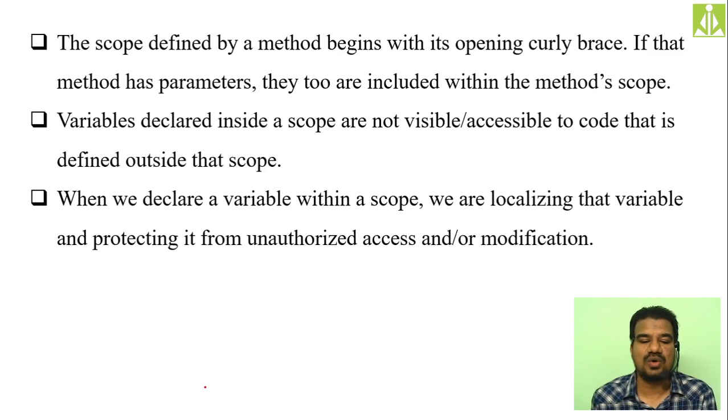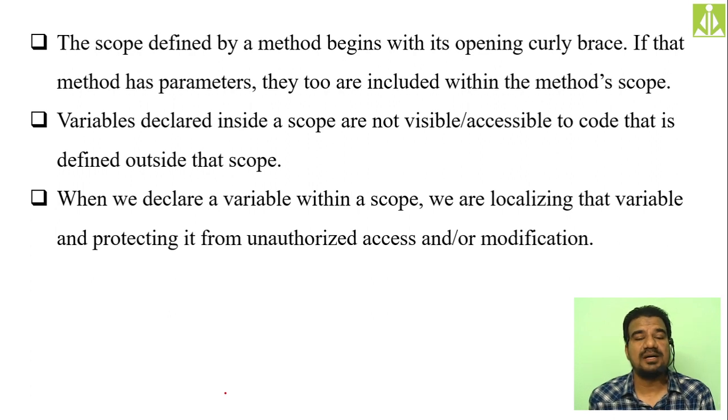The scope defined by a method begins with its opening curly bracket. Whenever we are writing a method, a method is nothing but a member function, we are using the opening curly bracket immediately after the method name. So that is the beginning of the method scope.